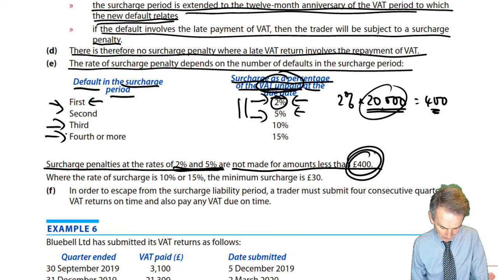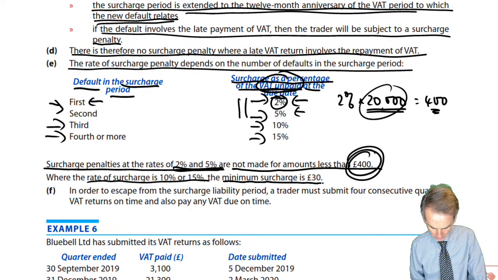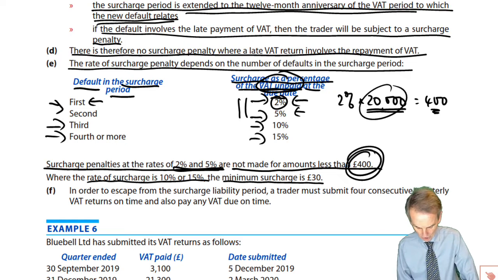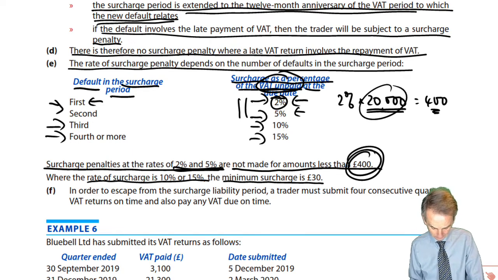Obviously, as we get to the third and fourth, or even more than that, in terms of those defaults that run through this surcharge period, then we're talking 10% up to a maximum of 15%. And where those last 2 apply, that the rate of surcharge is 10% or 15%, then the minimum surcharge, they won't bother again charging you this extra. The minimum surcharge we're talking about is £30. That will be the minimum amount that we have to pay. Obviously, of course, it's likely to be a lot bigger than that, but the minimum surcharge is £30.